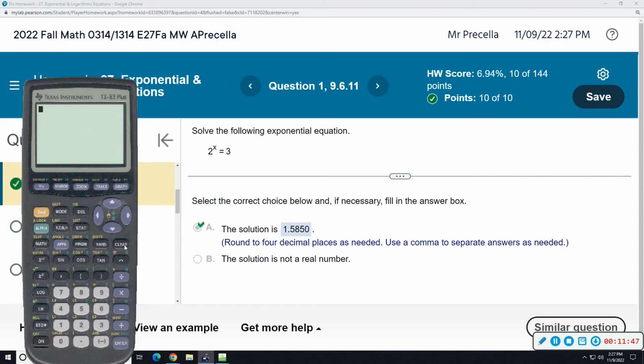Oh, also, I wanted to show y'all, if I hadn't closed the parentheses, if I'd gone ln 3 divided by ln 2, would I still get the 1.5850? No. Make sure if your calculator opens the parentheses that you close them.